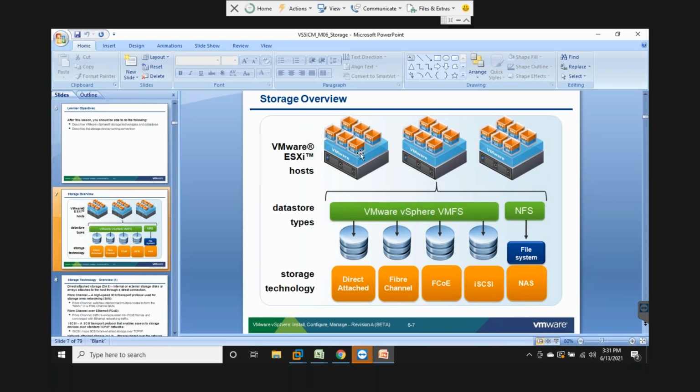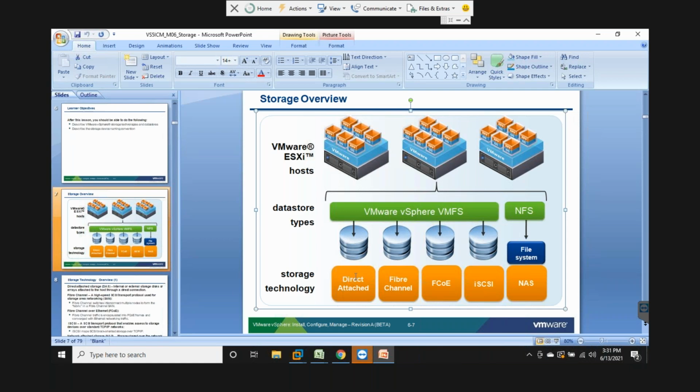Okay, so these are your ESXi hosts which have a number of VMs running on them. We have multiple types of data stores. One is VMFS, second is NFS in green color. Then your data store is coming out of some backend storage device. So there are different storage technologies.